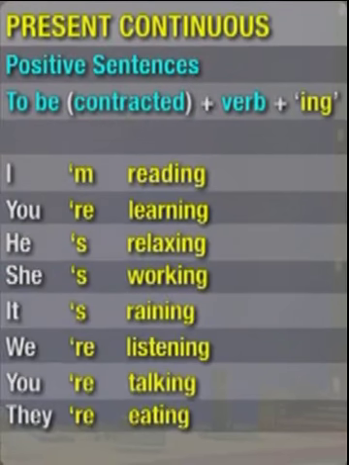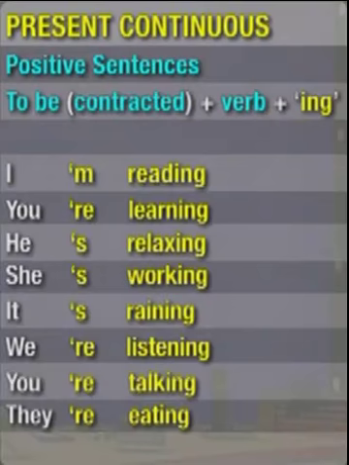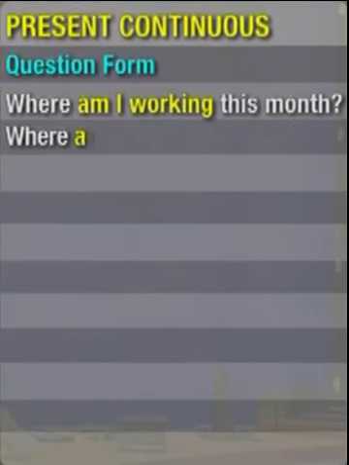Okay, so the verb to be contracted, then the infinitive of the verb plus ing. Not too difficult. So, look at the question form. Now, the question form is easy. What we do is we change the position of the subject and the verb to be. So, it becomes, where am I working this month?